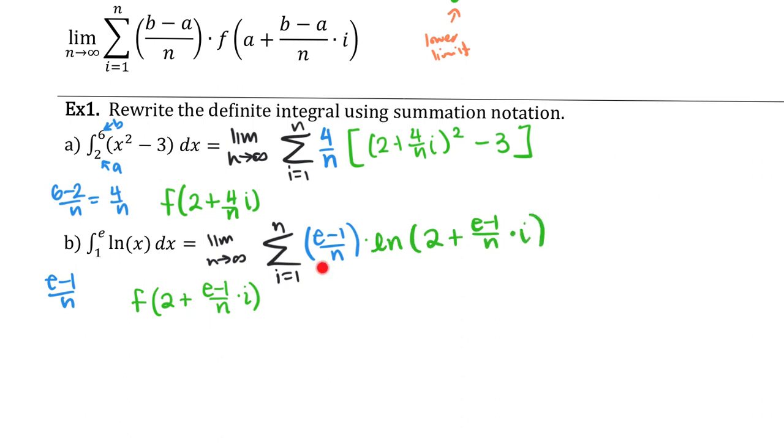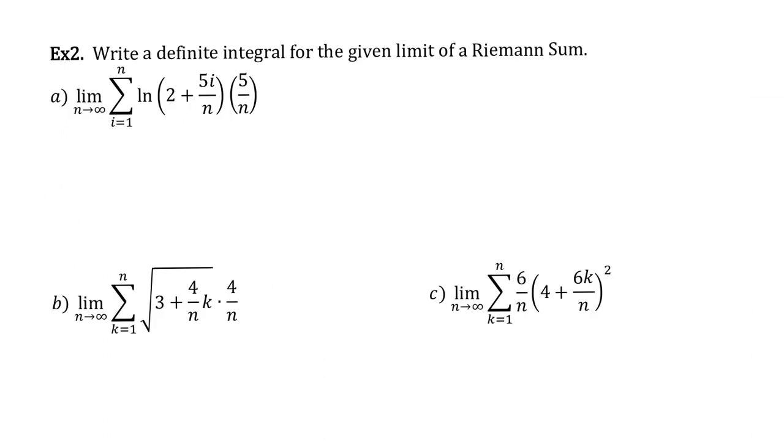This is the base of each of the rectangles. This is the height, and this is adding up the infinite number of rectangles, which is the same as what this is saying as well. Now what if we want to go backwards? In this case, they're giving me a Riemann sum. I want to rewrite it as a definite integral.